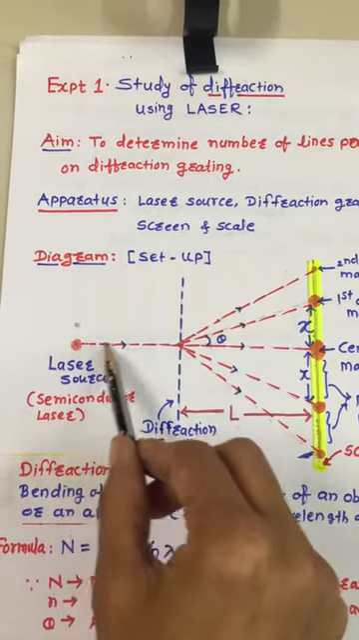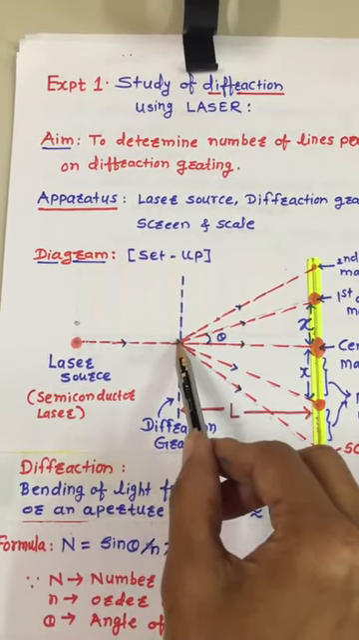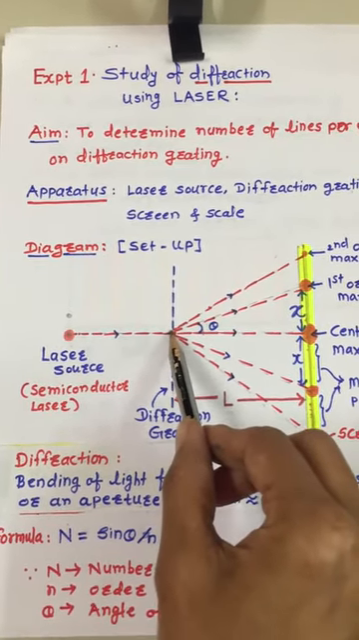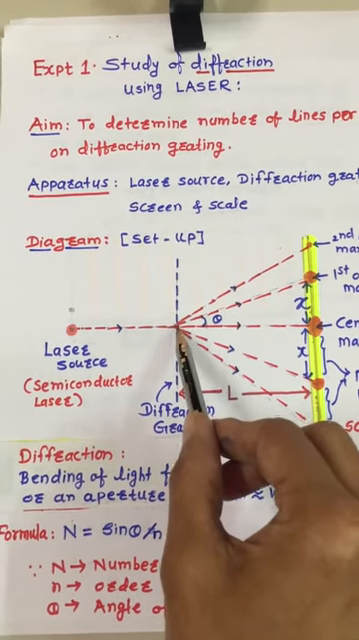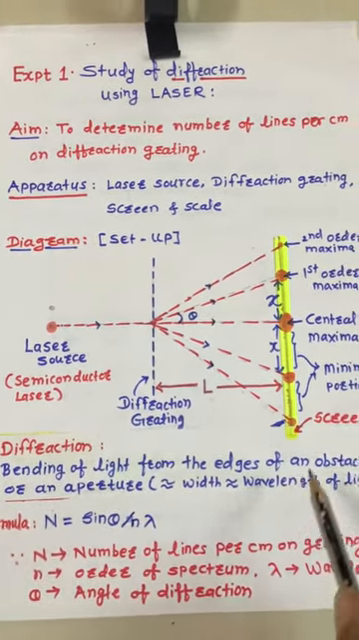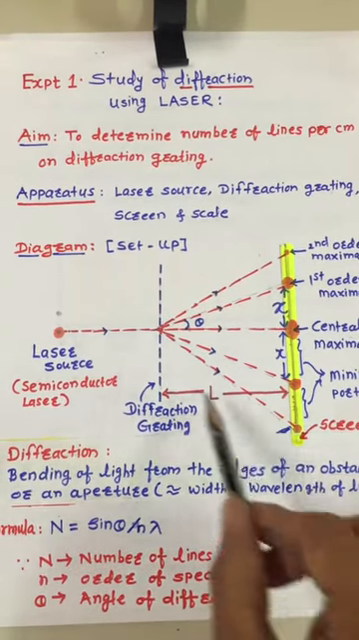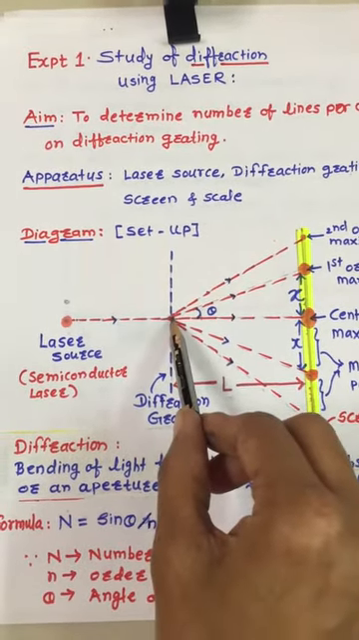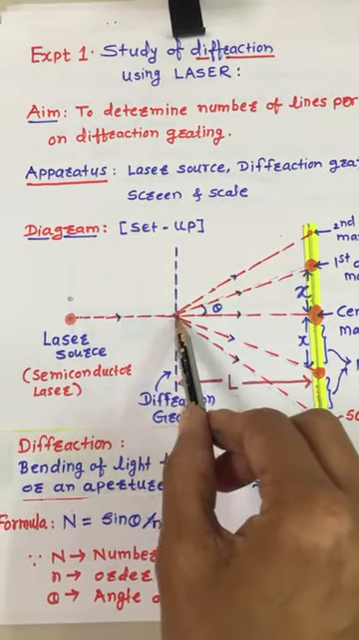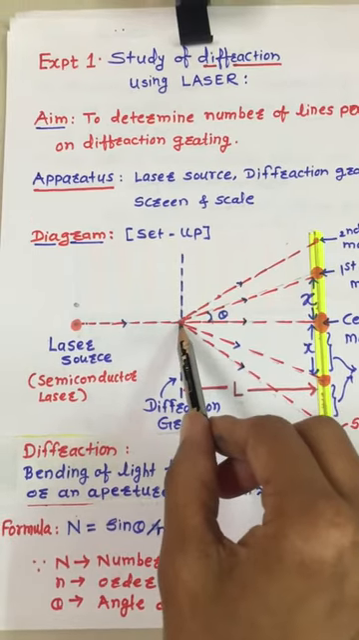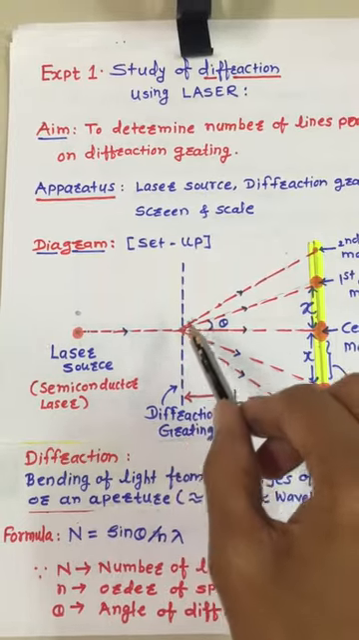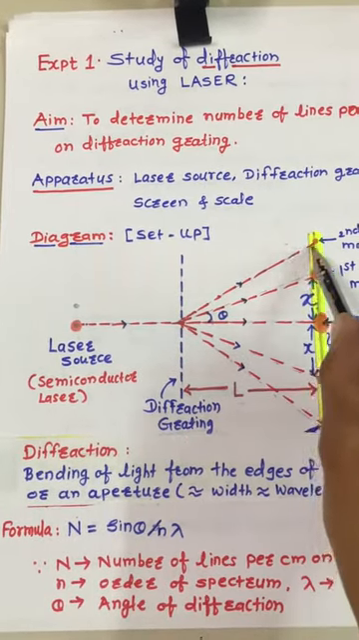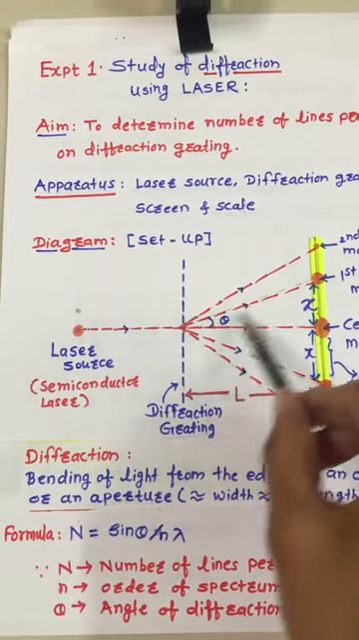Light from the laser falls on the diffraction grating. When this light falls on the grating, it gets diffracted. Why does it get diffracted? For diffraction we need some obstacle. Who will function here as the obstacle? The lines marked on this grating will function as obstacles. So this light will bend from the obstacle and will undergo diffraction through various angles.